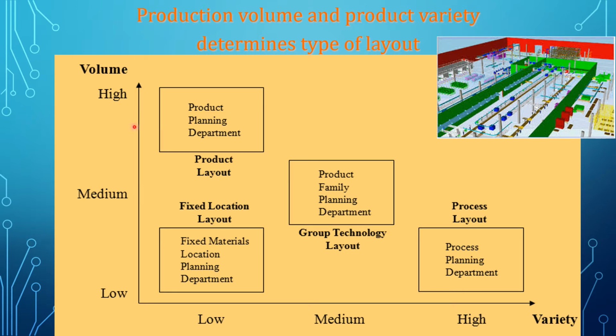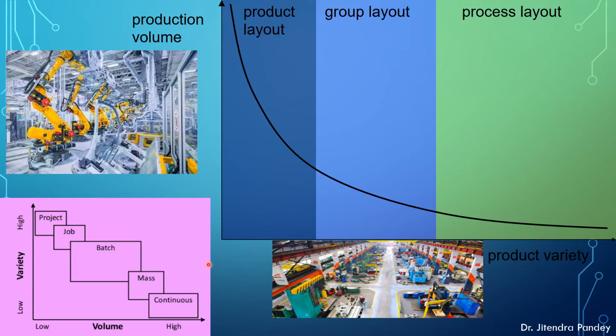As the volume increases, variety decreases. As we can see, in case of product layout, the variety will be minimum but volume will be more. In case of process layout, variety will be maximum but volume will be lesser. Similarly, we can see for fixed position layout or group technology layout, which we will discuss in detail. Basically, all these kinds of layout are part of plant layout that we have already seen in the previous.